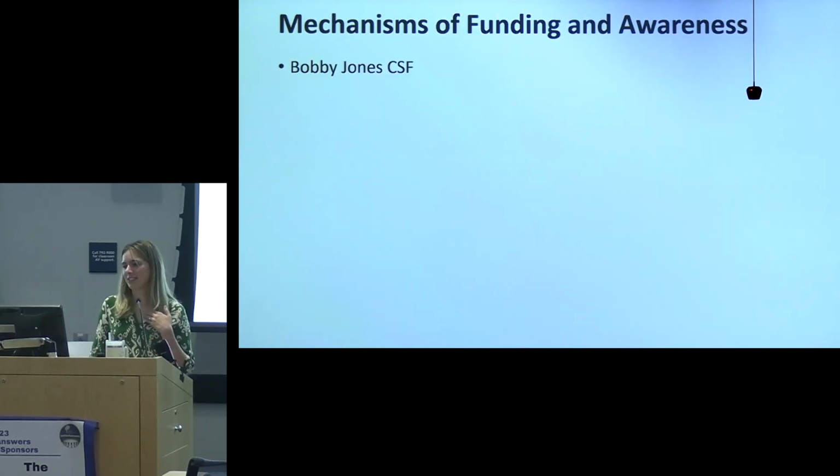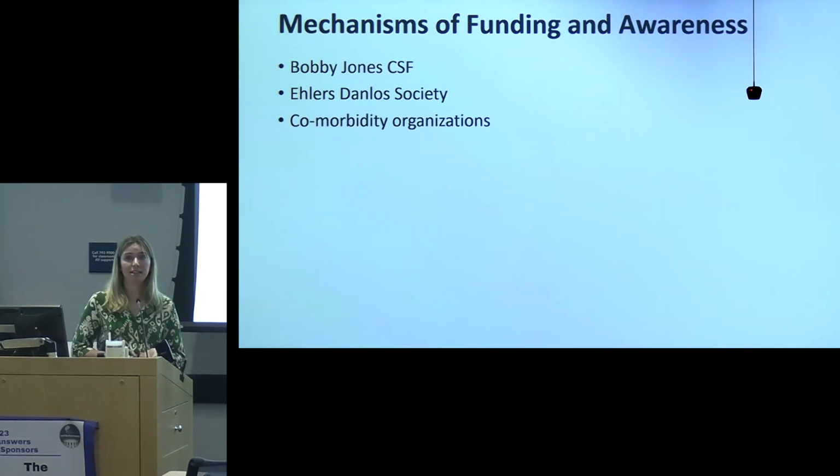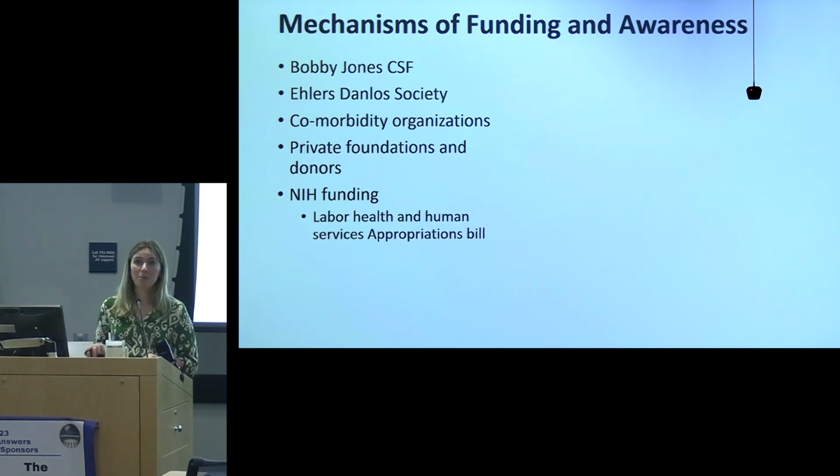And then one of the last things, I wanted to talk about our mechanisms of funding and awareness, like what can we do outside of the lab, what can everyone else do to try and help? And so there are organizations like the Bobby Jones CSF, like the EDS Society, Dysautonomia International, other organizations for comorbidities that can be really helpful. There are foundations and donors who have made a lot of our research possible. But the big thing that can make a huge impact is an increase in NIH funding.